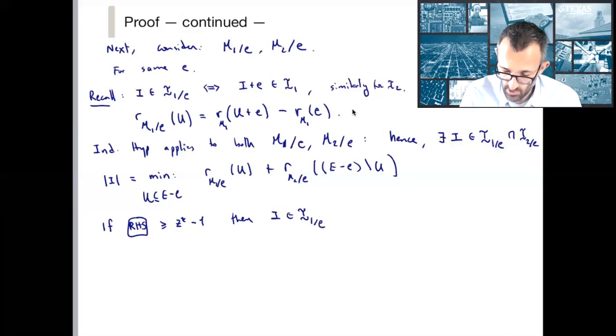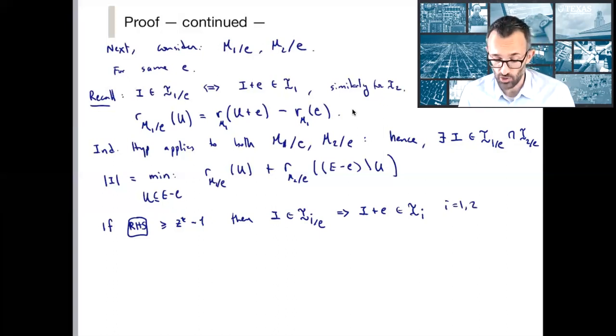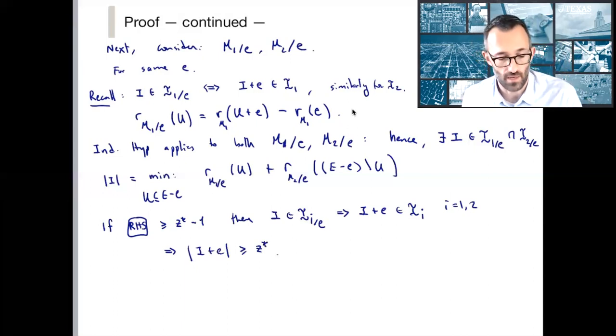So this means, just like I've written at the top of the page, that I plus E is an element of I1. But this is also true for I2. So let me just make shorthand for I equals 1, 2, and therefore it's in the intersection. And if I has cardinality at least Z star minus 1, then obviously I plus E has cardinality at least Z star. And that is what we need to show. That is the opposite inequality.